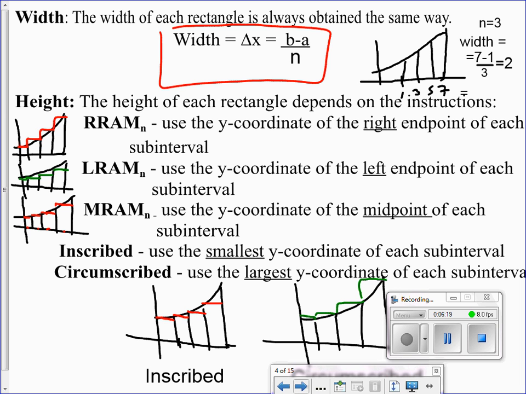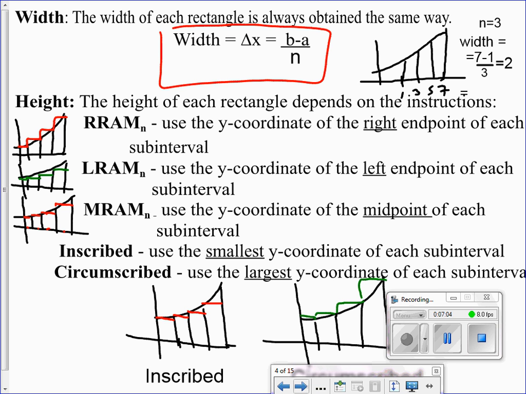They might ask you to use a right-hand Riemann sum or right-hand rectangle approximation method. If they put an extra r out front, that means use the y coordinate on the right for each interval. If you break up your interval according to the width, and you're trying to figure out whose y coordinate to use as the height of each rectangle, if there's an r there, they say use a right-hand Riemann sum, you're going to use the y coordinate on the right for that rectangle. If they tell you to use a left-hand Riemann sum, or they ask you for LRAM, they mean after you break it up, you know the width of each one, the height is going to be the y coordinate on the left for each subinterval.